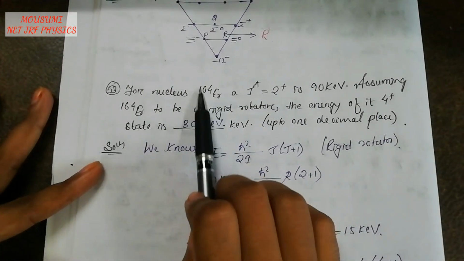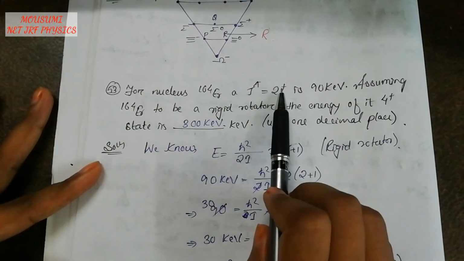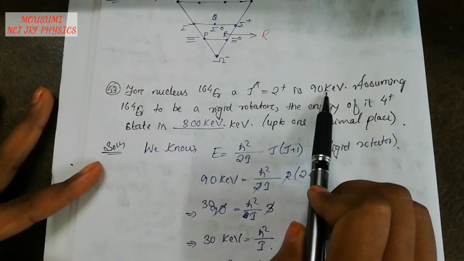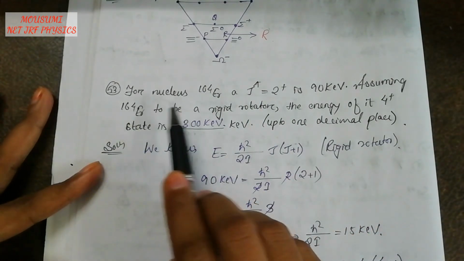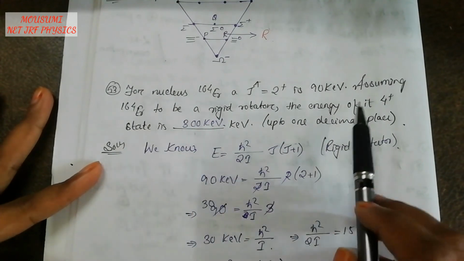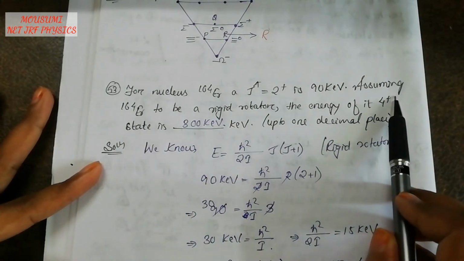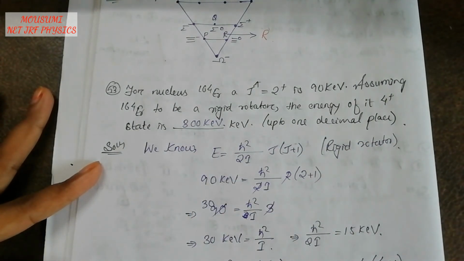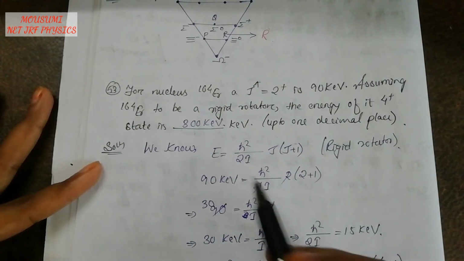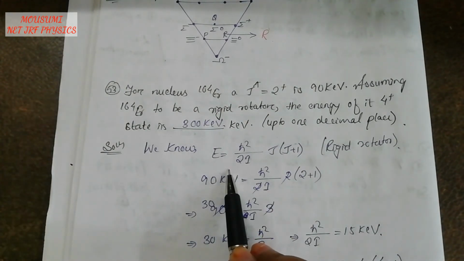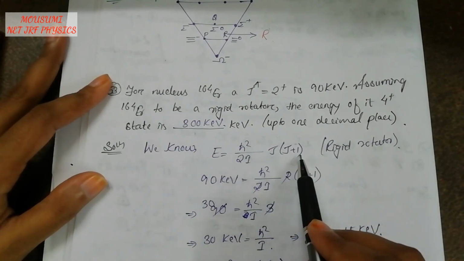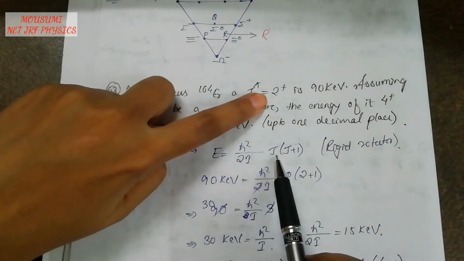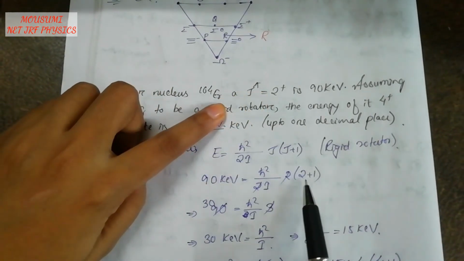For this particular nucleus, okay, at this state the energy is 90 kilo electron volt, and assuming this nucleus to be a rigid rotator, we have to find the energy at this 4 positive state. Okay, and it is up to 1 decimal place. We know that the energy for a rigid rotator is what? E is equal to h cut square by 2I, into J into J plus 1. So the value of J in this case is how much? 2. So it is 2 into 2 plus 1.